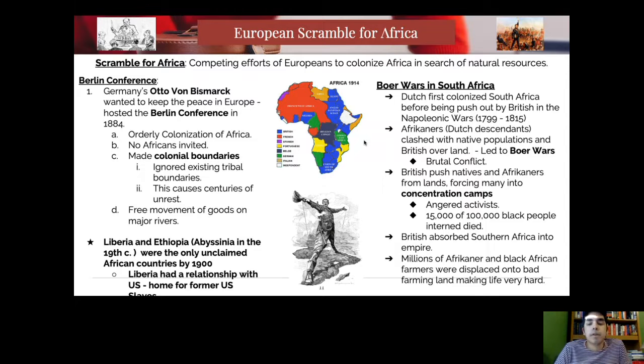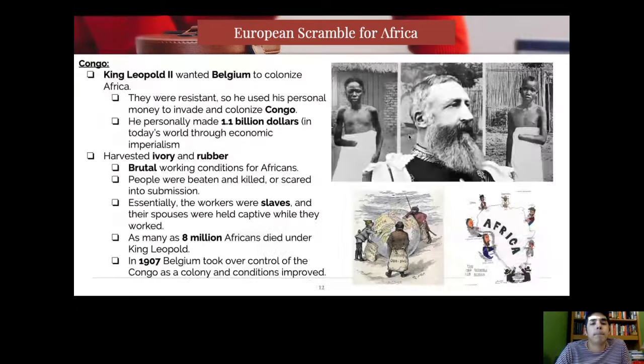Yeah, so you can look at this. The Boer Wars are a super significant piece of history that you might want to incorporate. I don't imagine you'd get a DBQ specific to it, but definitely look at it. It talks about the brutality of British colonialism in South Africa. This is the European scramble for Africa as well.